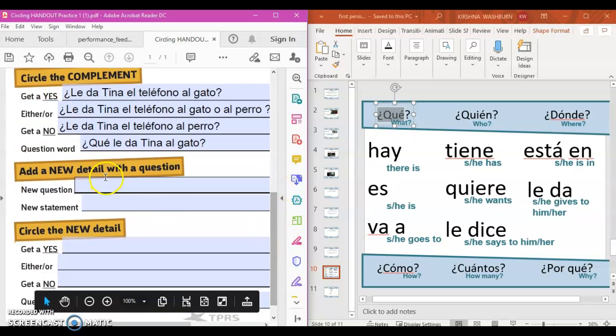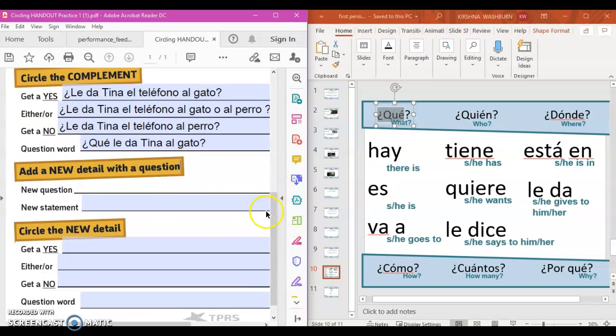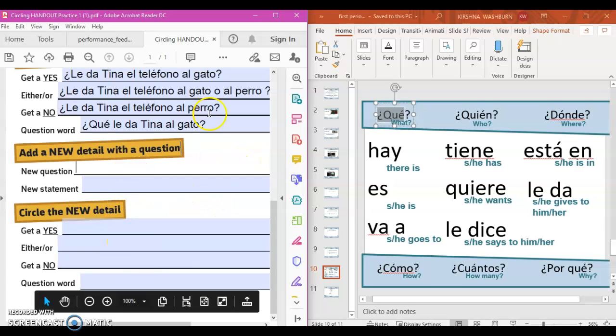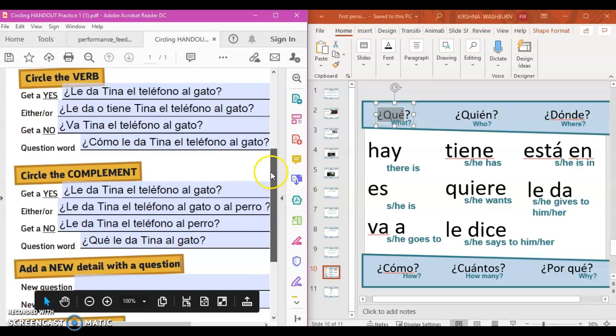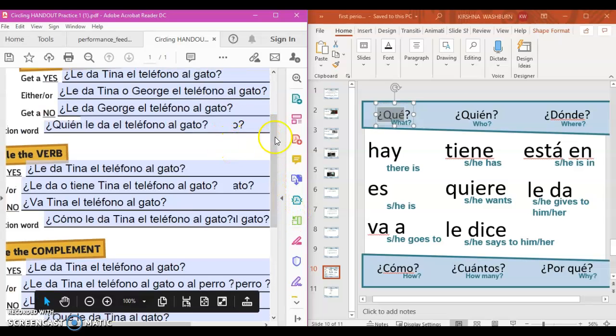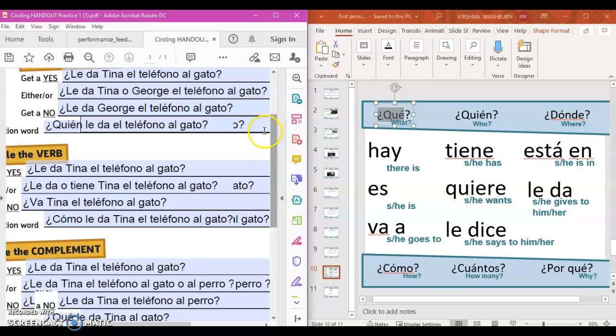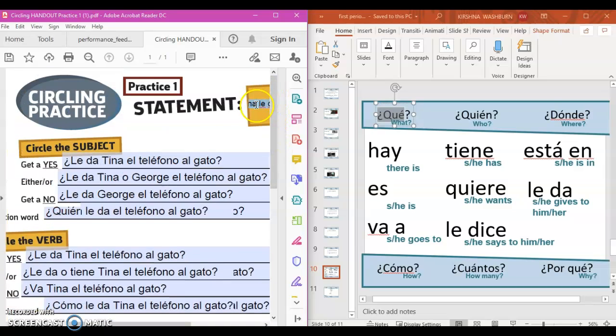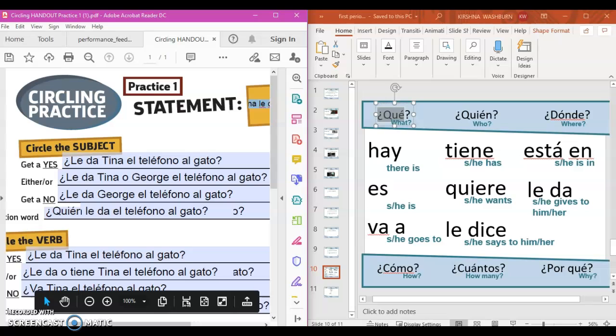Now, we could add more details with a question. You know, we could have been like, what kind of phone? How many phones? Why? You know, we could have done all of that. But that's being a little bit extra, and we don't need to be extra right now. So we just wrote 12 questions in less than 15 minutes. All right. Basically, all you're doing is taking your statement and changing the order of the words to make a question. That's all. Happy question writing.